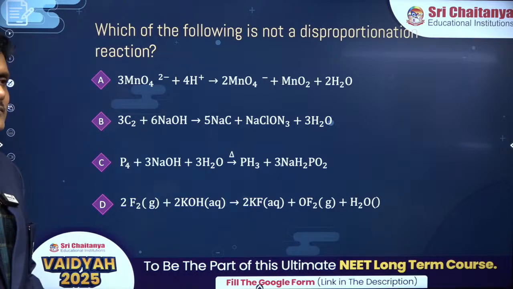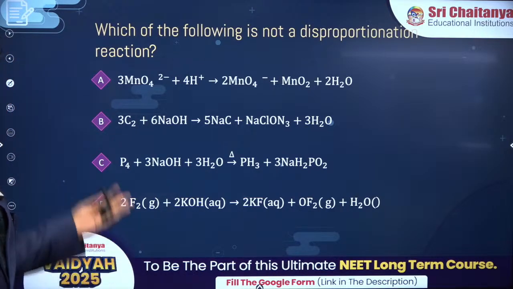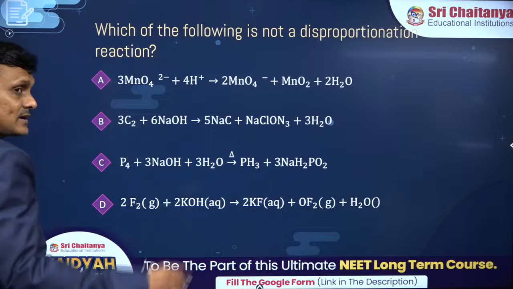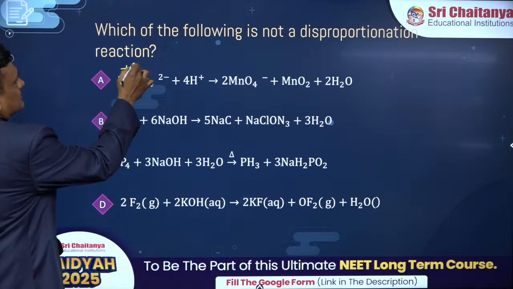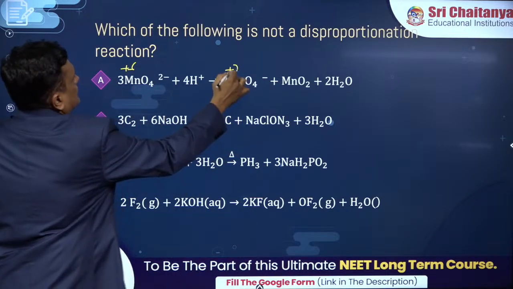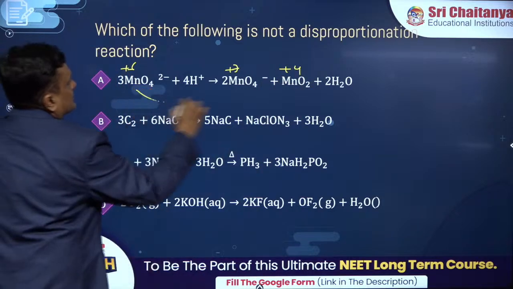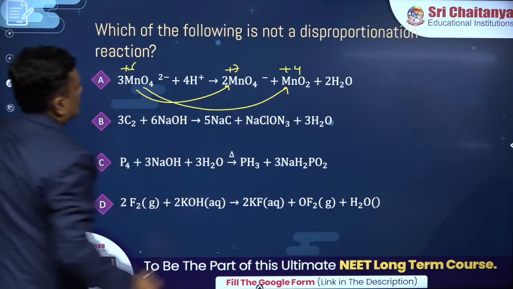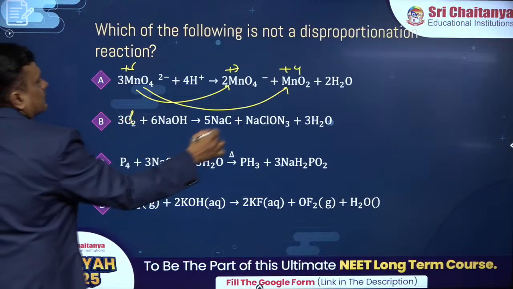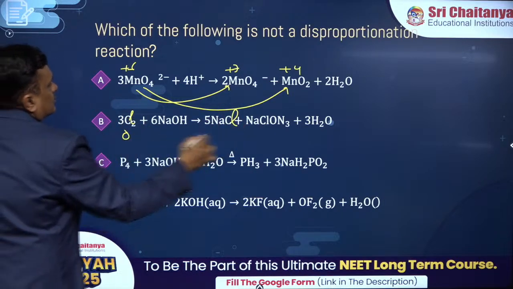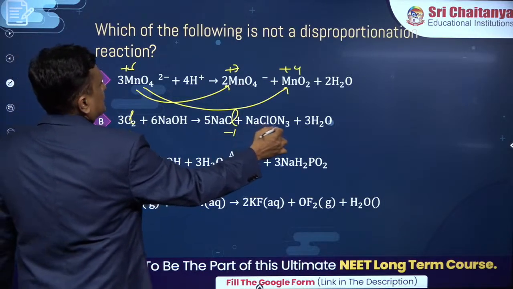Next, disproportionation is a fundamental question, Kavya. What is the answer for this? You should write the oxidation numbers we have seen previously also. +6 to +7 and +6 to +4 is disproportionation. Oxidation and the same element got reduced. Cl2, 0 to -1 and NaClO3, buddy.